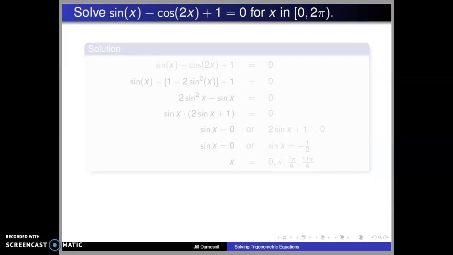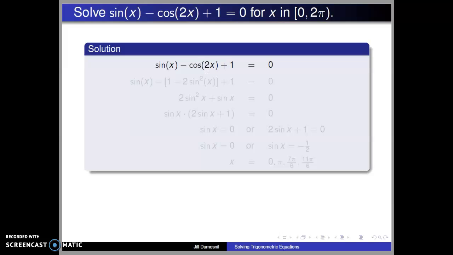Now let's solve sine x minus cosine 2x plus 1 equals 0 for x in the interval from 0 to 2 pi. This equation involves multiple trig functions and multiple angle inputs. It might be convenient to rewrite cosine 2x in terms of sine x to have only one trig function. We substitute cosine 2x equals 1 minus 2 sine squared x. Then we can simplify by distributing the negative and collecting like terms.